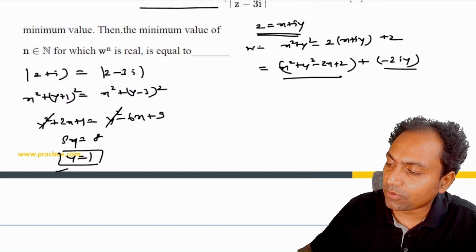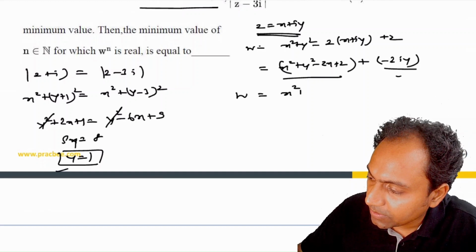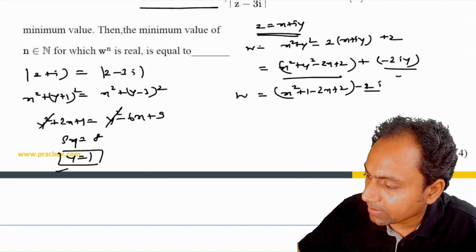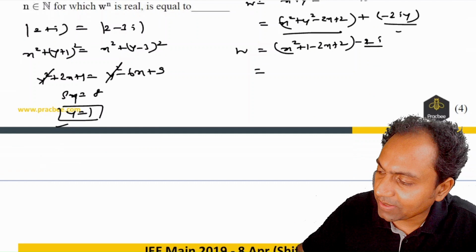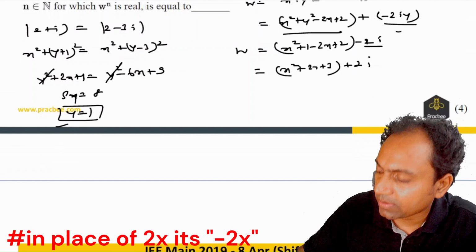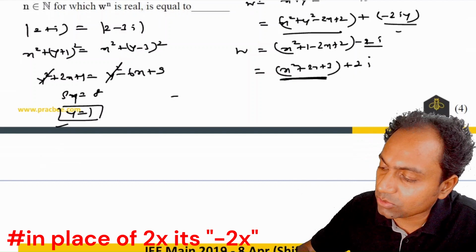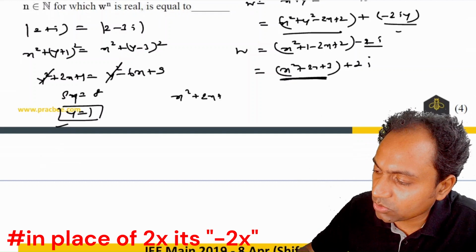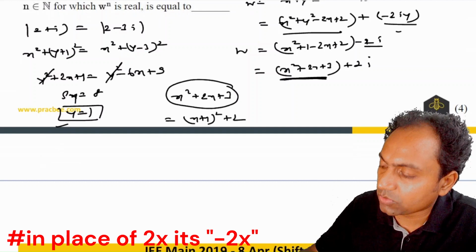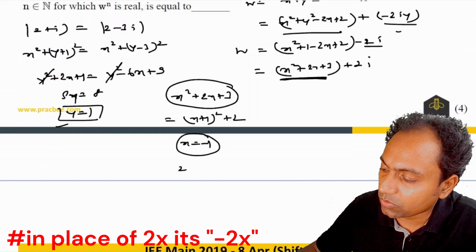Now you can see that the value of y is 1 here. So if I simplify, my w becomes x square plus 1 minus 2x plus 2 and minus 2i. Now again, if I simplify this part, it becomes x square minus 2x plus 3. Why is this interesting? Because what we are saying is the real part of w becomes minimum. So if we have x square minus 2x plus 3, what can be its minimum value? Let us make the perfect square: x minus 1 whole square plus 2. So you can see that this will become minimum when x becomes 1, and the minimum value becomes nothing but 2.